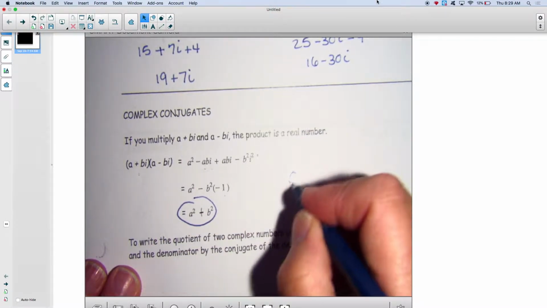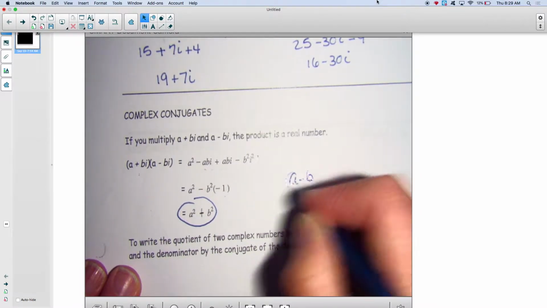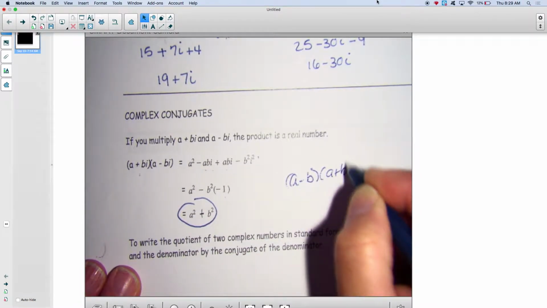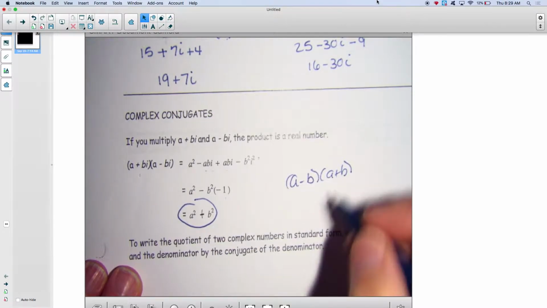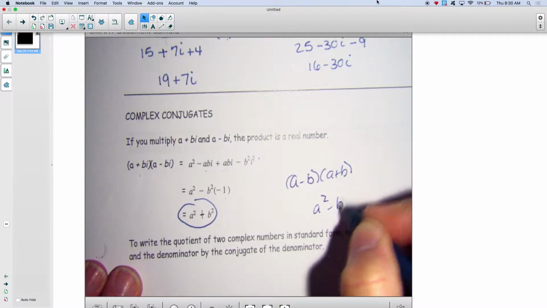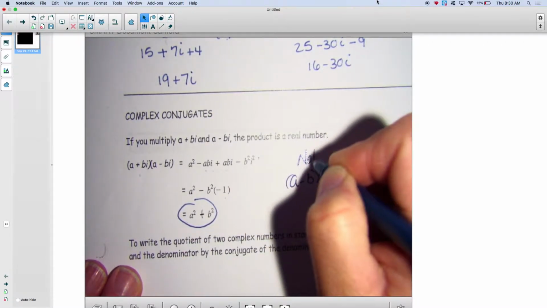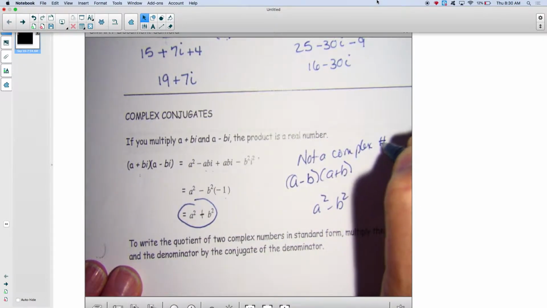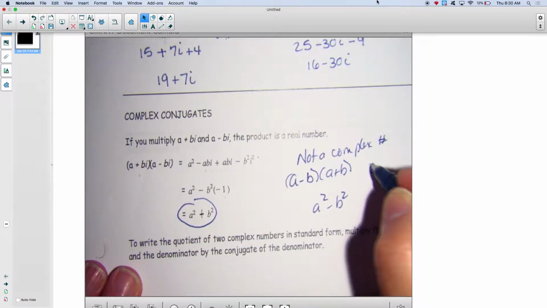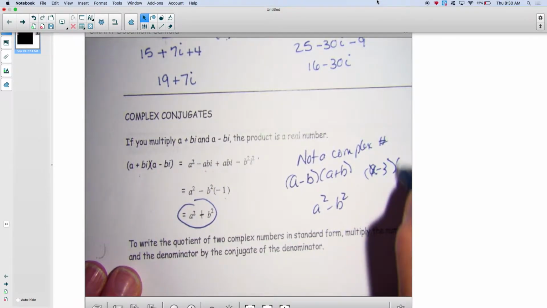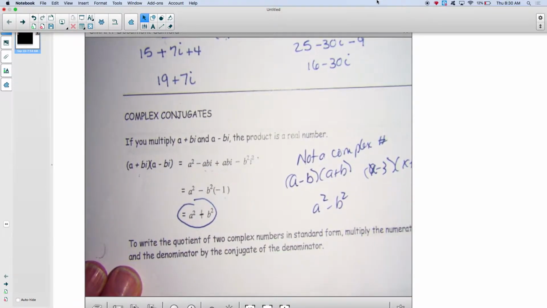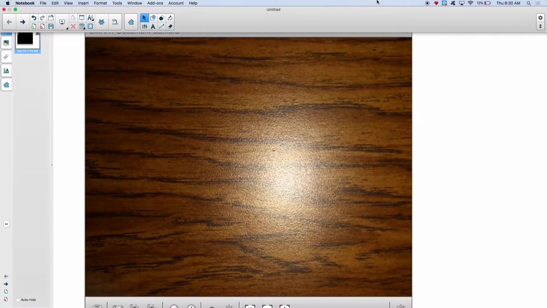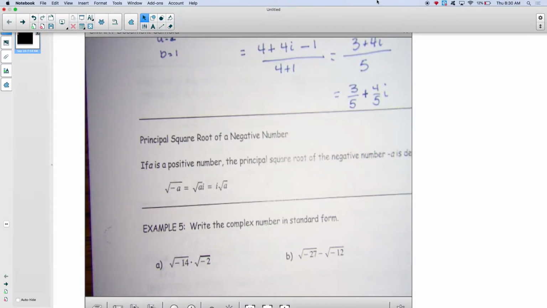It is true that if we did a minus b times a plus b, where it wasn't complex, it was a squared minus b squared, but this is not a complex number. This is like x minus 3 and x plus 3. Okay? All right.